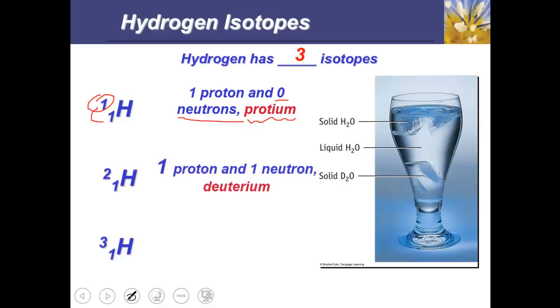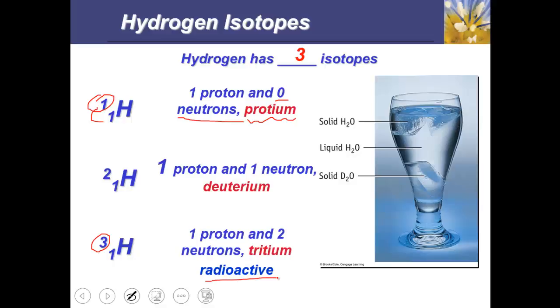Deuterium is hydrogen 2. It has 1 proton and 1 neutron. And then tritium is hydrogen 3, having a mass of 3, and it happens to be radioactive. As we look at isotopes, typically, not all the time, the heaviest of the isotopes is radioactive.